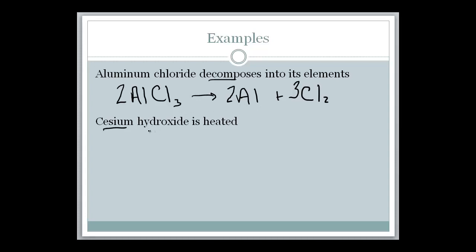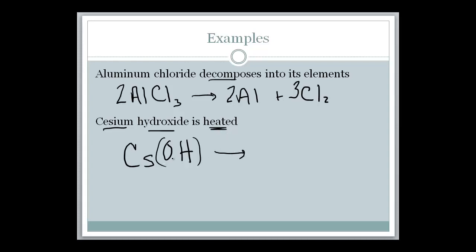Okay, cesium hydroxide. We have CsOH. Cesium is 1 plus. The hydroxide polyatomic is 1 minus. Is heated. Now notice, it doesn't say is burned. If it said that was burned, we would react it with oxygen. But when something is heated, it simply undergoes a decomposition.